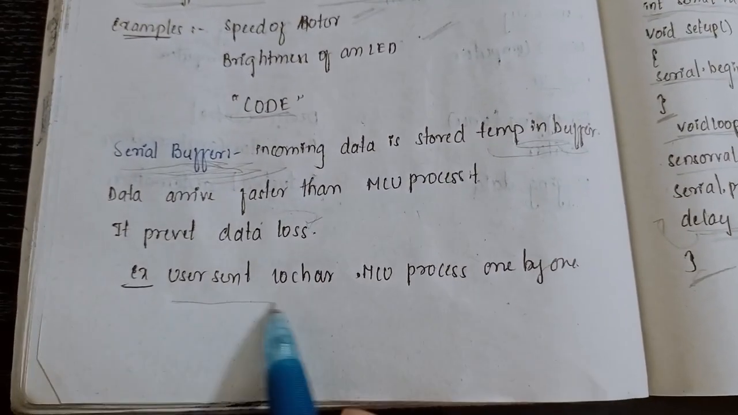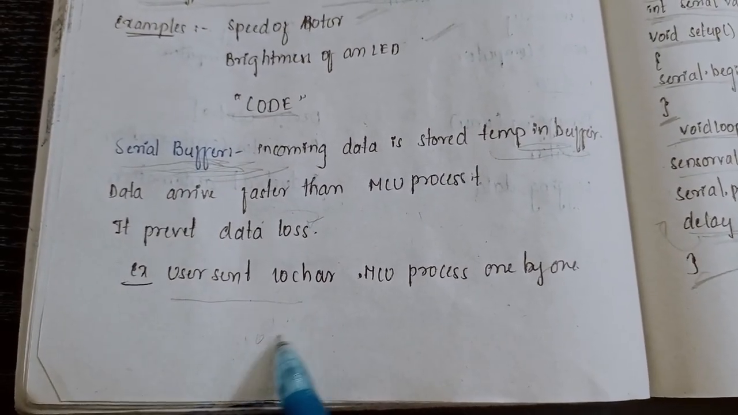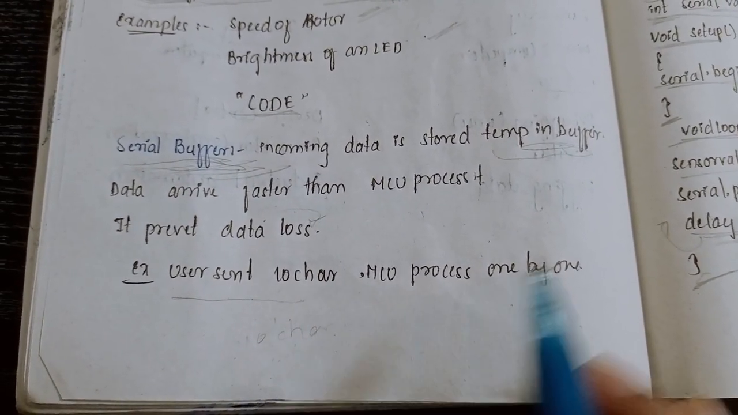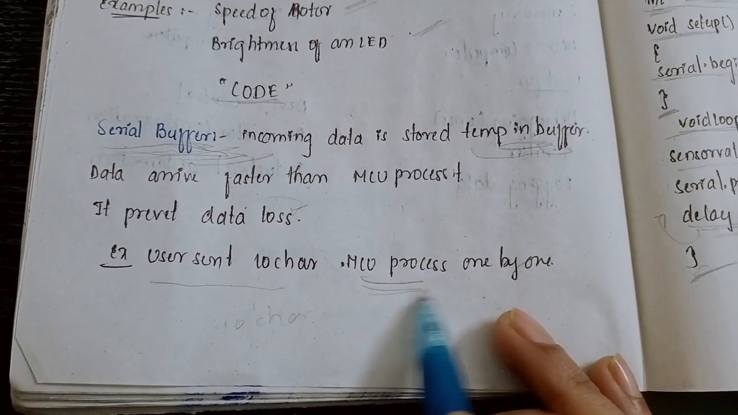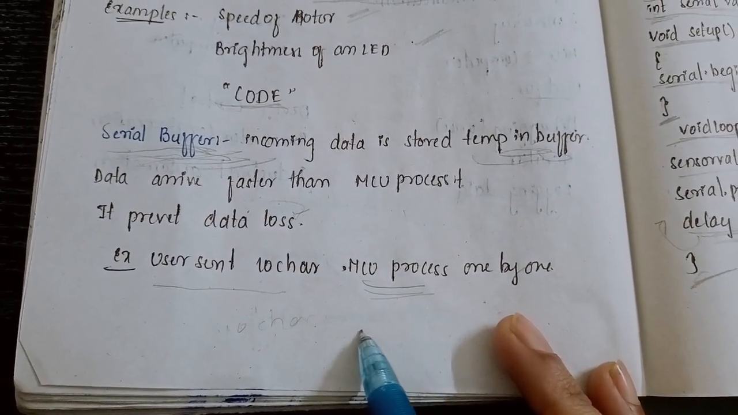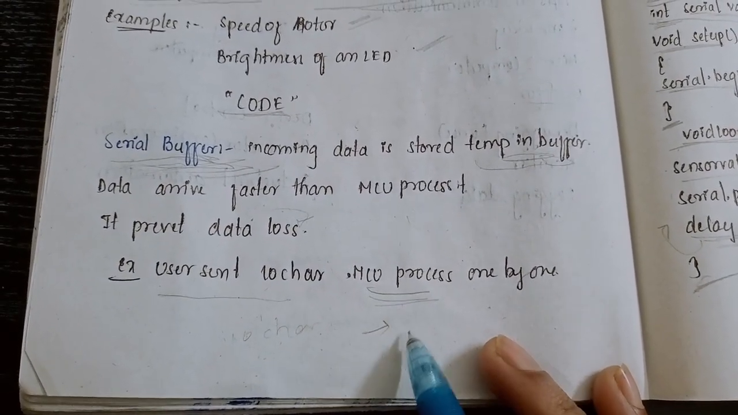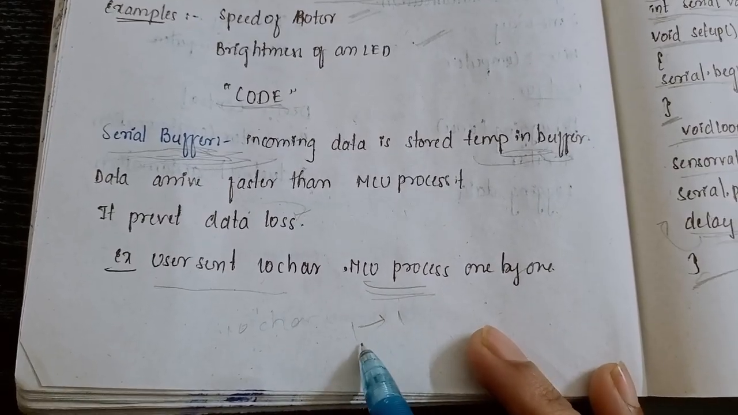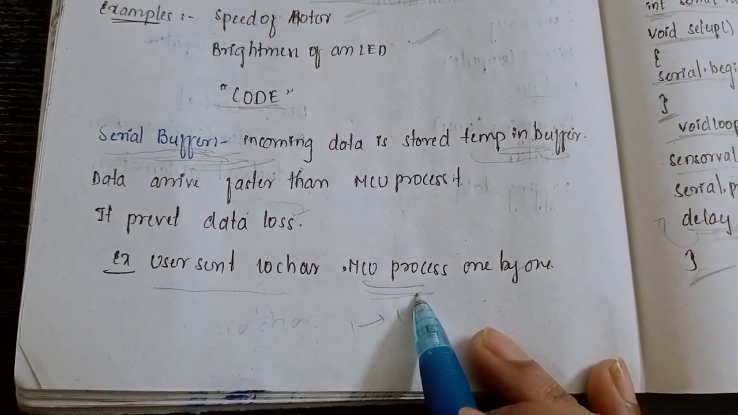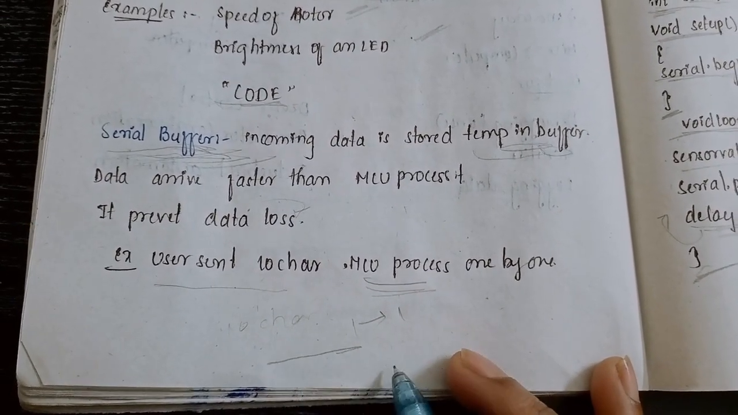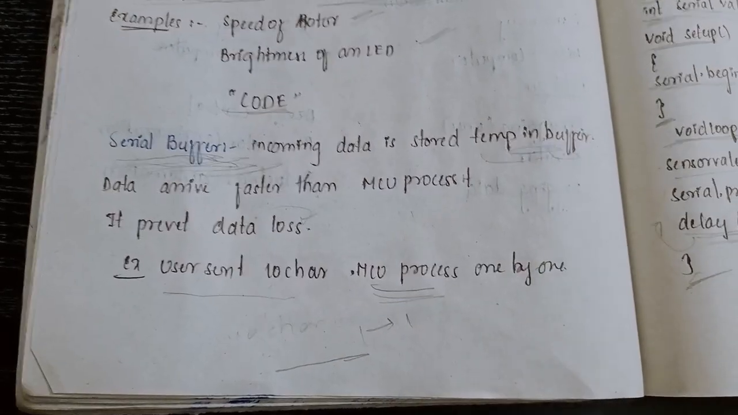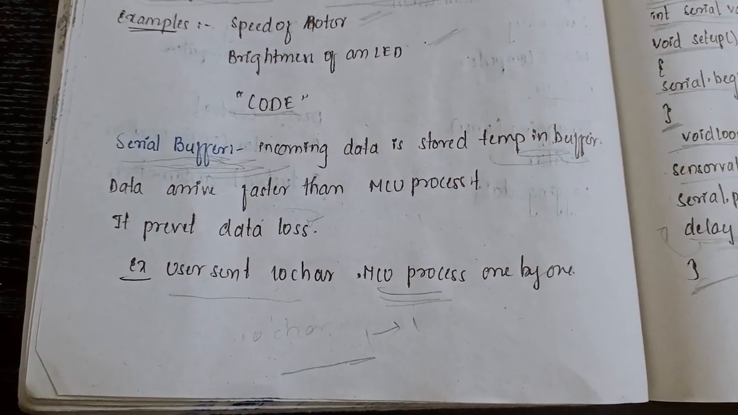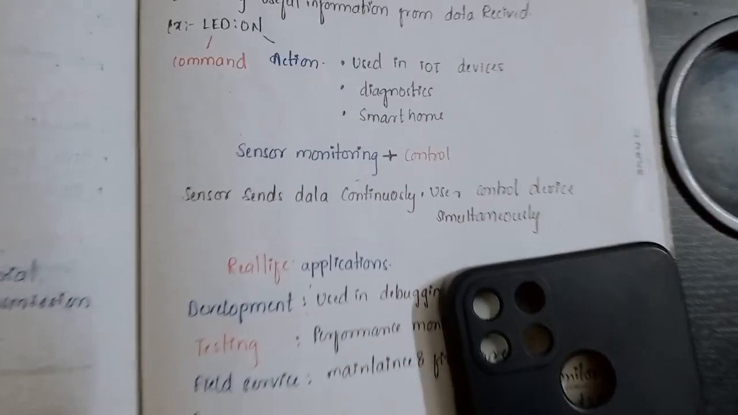Assume I send 10 characters of data, but the MCU will process in serial communication, which means it will be sending one after the other. If this fails, we will be losing the other data. So the other topic is serial data parsing.